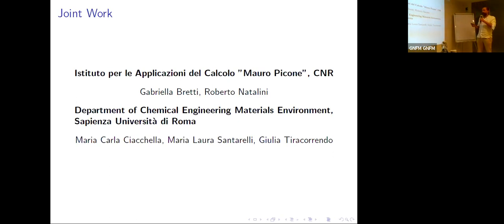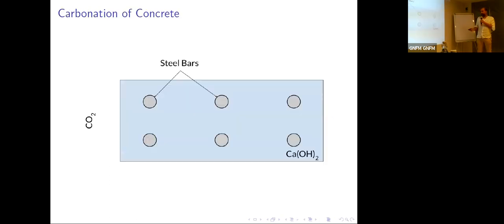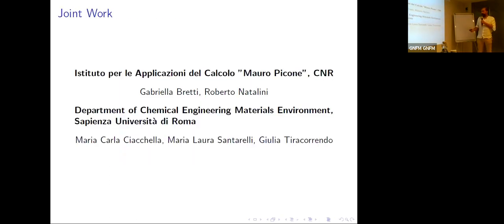This project is a joint work with Gabriella Bretti and Roberto Panini of the CNR, and with Maria Carla Ciacchella, who has already discussed some similar problem yesterday, Maria Laura Santarelli, and Giulia Gapparendo of the Department of Chemical Engineering, Materials and Environments at the Sapienza University in Rome.